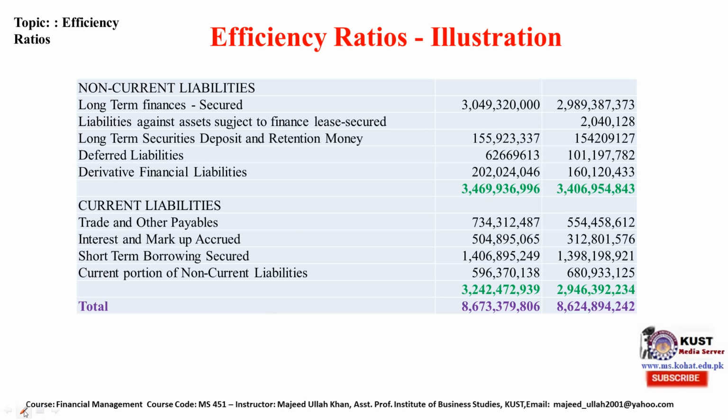For this specific illustration, we are interested in trade and other payables, which is called account payable. Interest and markup accrued, we are not interested in. Short-term borrowing and current portion of non-current liability are not used in efficiency ratios.